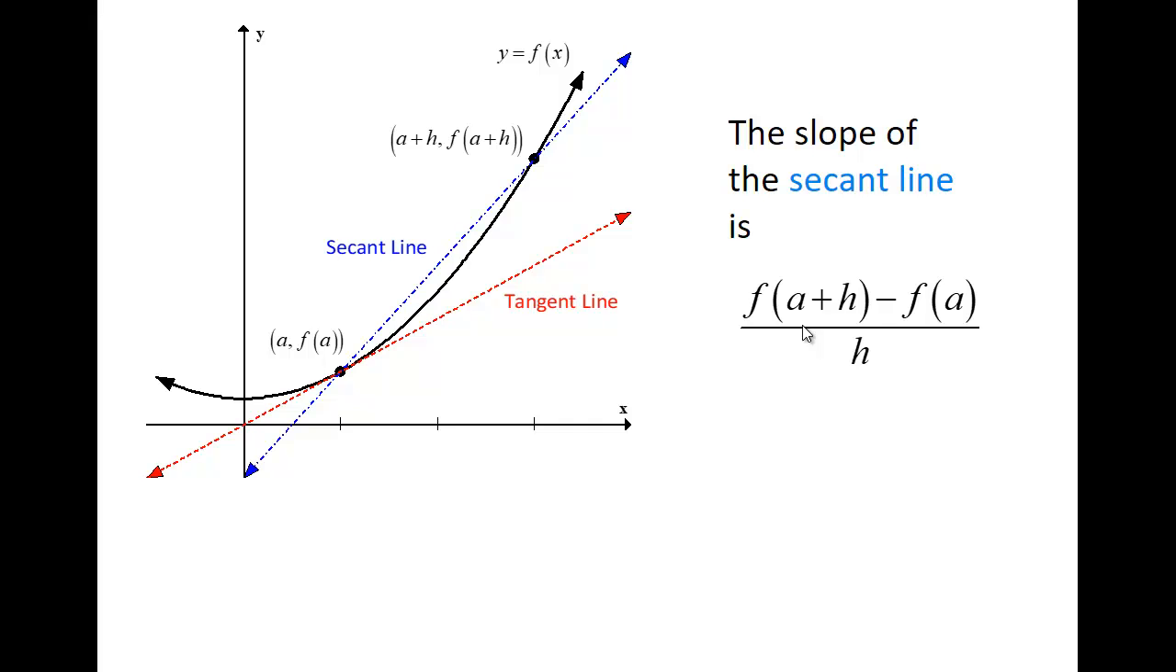Now, observe the following. If we allow h to approach 0, this point is going to get closer and closer to the point a, f of a. And so as a result, when h goes to 0, the blue secant line is going to tend to coincide with the tangent line.